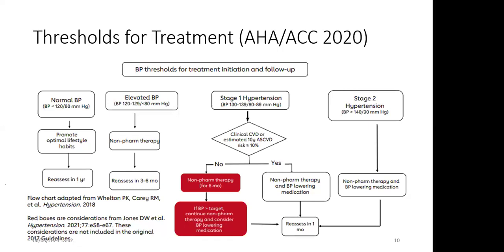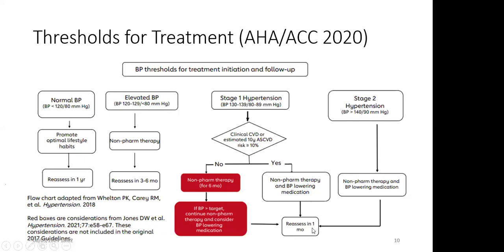Then if the patient has stage 2 hypertension, we already know the ranges. I will not repeat them, but you can see them on your screen. We are going to continue with non-pharmacological therapy, and also our medication will continue. Then we will reassess the patient every month again.